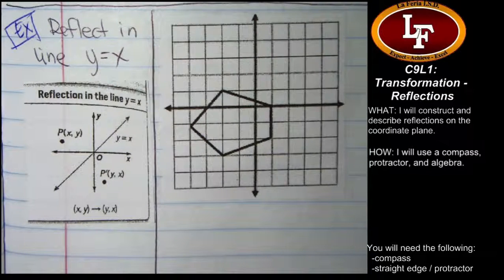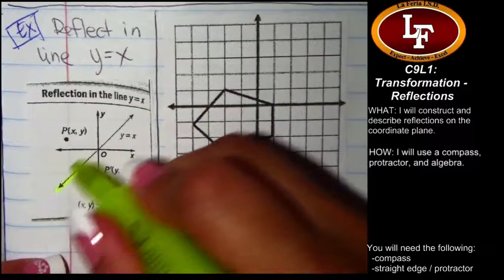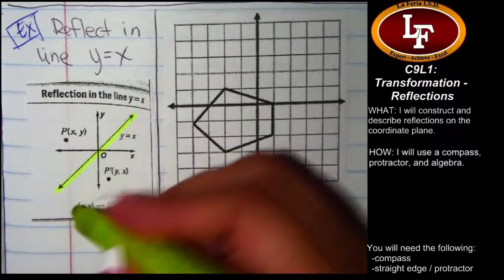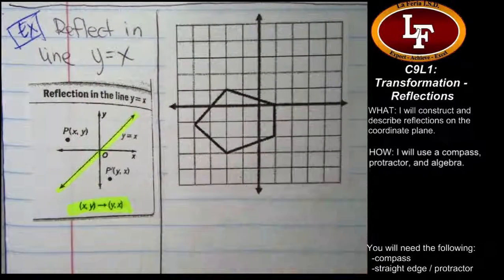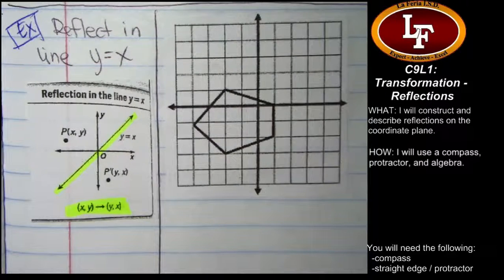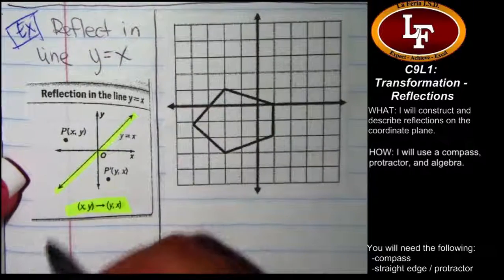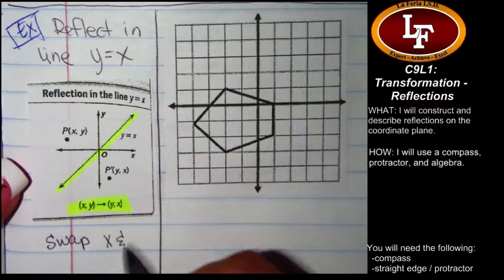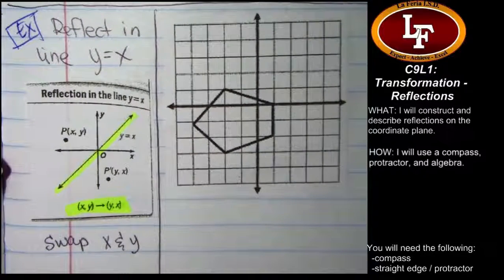All right, so this isn't a reflection over an axis. This is a reflection over a line. In particular, this line right here, the y equals x line. I want you to notice the algebraic notation. What's changing? The y and the x, what are they doing? Swap. They're swapping, they're trading places. Swap x and y.